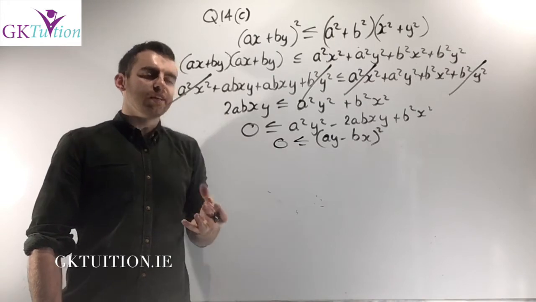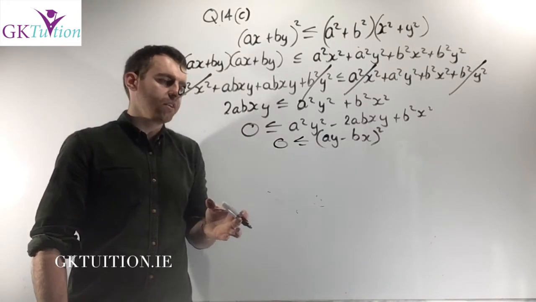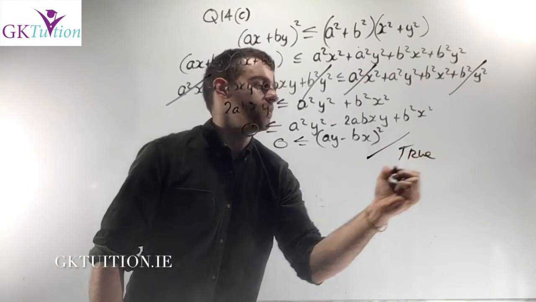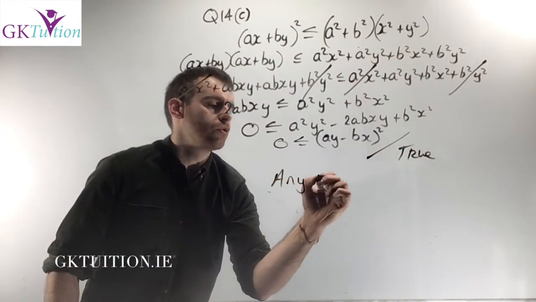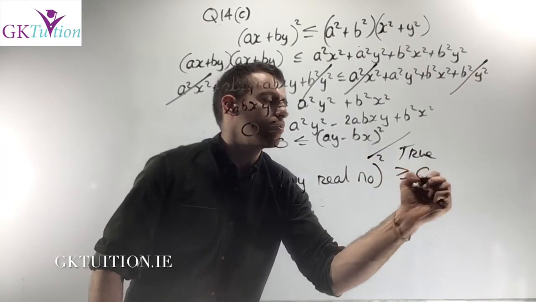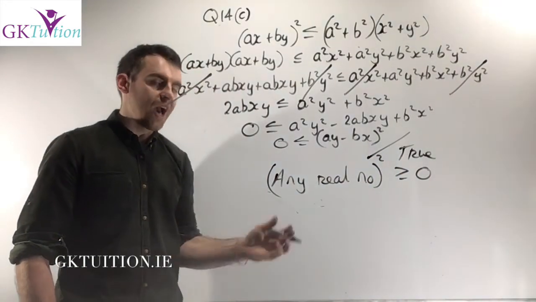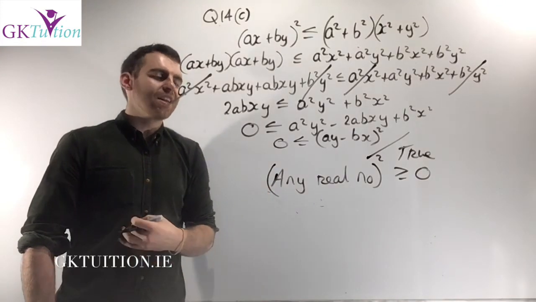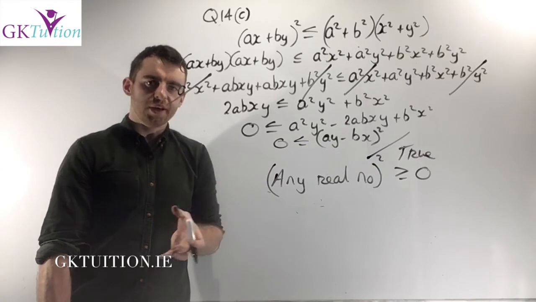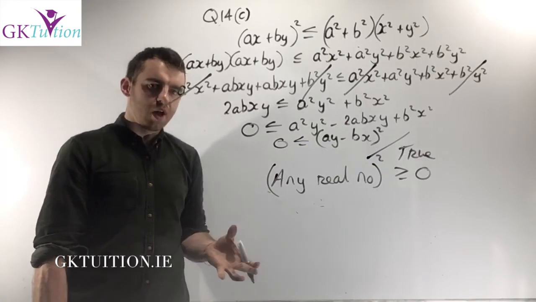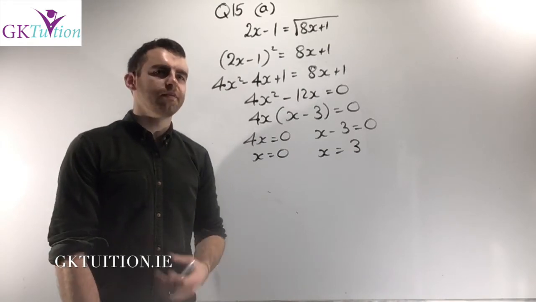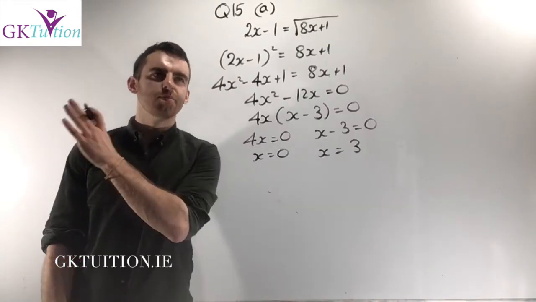So you know that you should have been on the lookout for that kind of thing. I can say that this is true. I know for a fact that this is true. And the reason is because any real number squared is always greater than or equal to 0. You have to mention that, and you can't just say that anything squared is greater than or equal to 0, because from looking at complex numbers, sometimes when you square a complex number, you end up with a negative value.